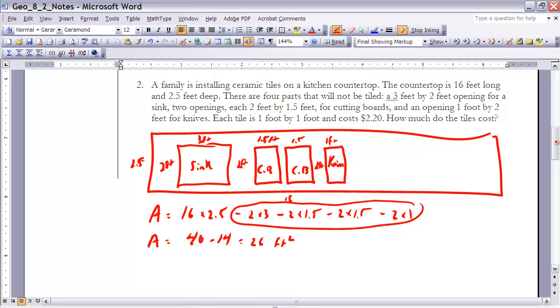Now, since the tiles are 1 foot by 1 foot, the area of one tile is equal to 1 square foot. Therefore, there's going to be 26 tiles needed.